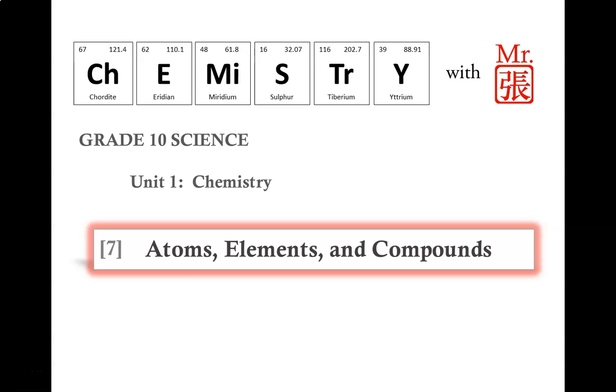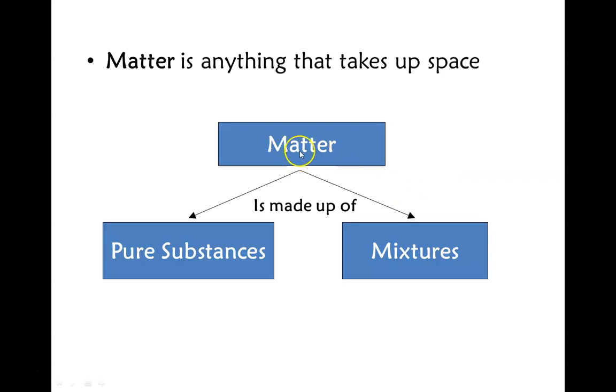In this video tutorial, we will be differentiating between atoms, elements, and compounds. Alright, let's begin with a brief review of grade 9 science. Well, first off, matter is defined as anything that takes up space and has mass. From there, matter can be split up into two major categories, pure substances and mixtures.